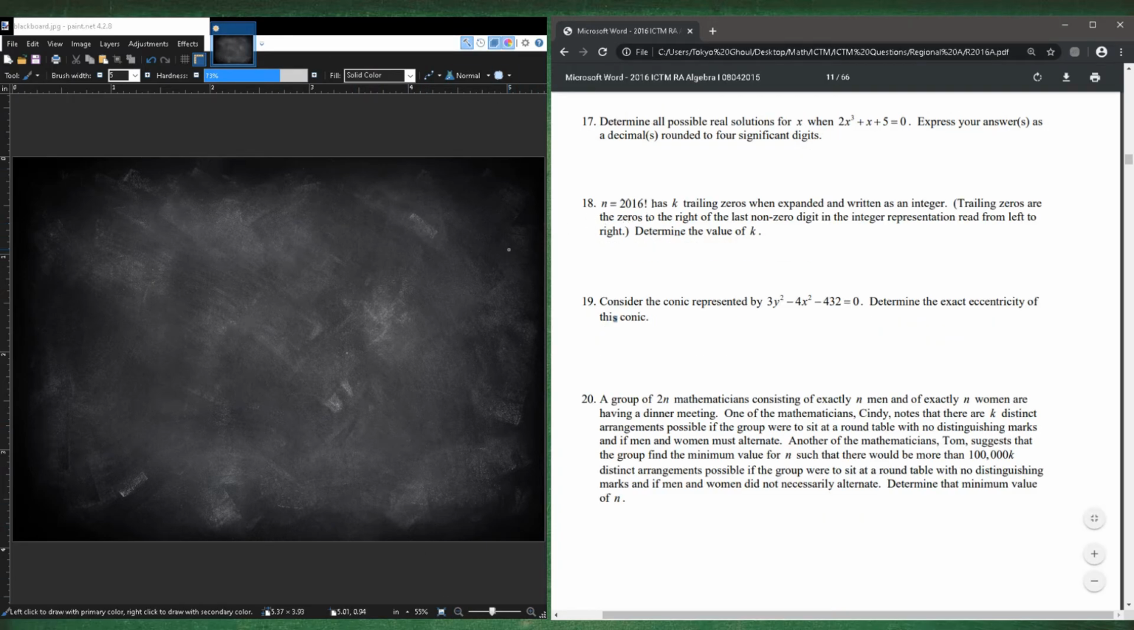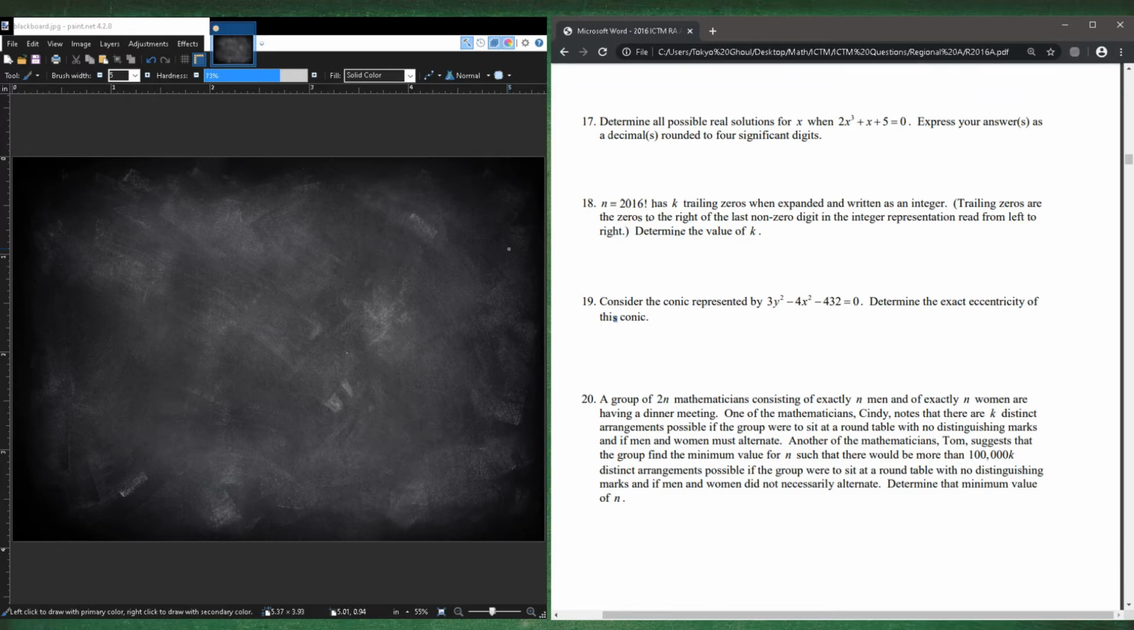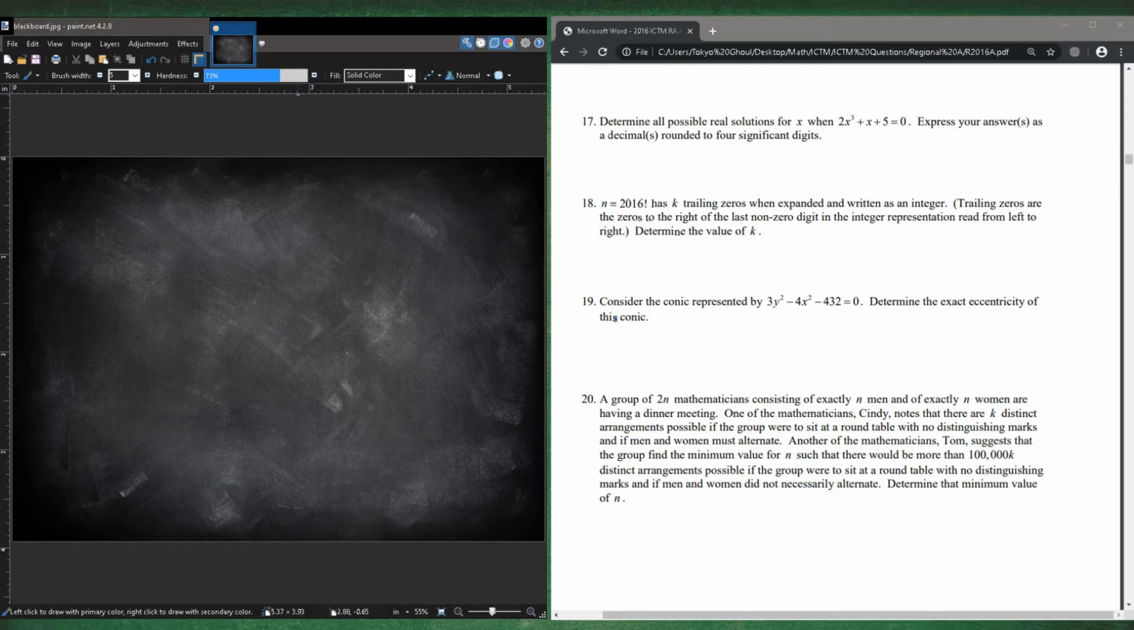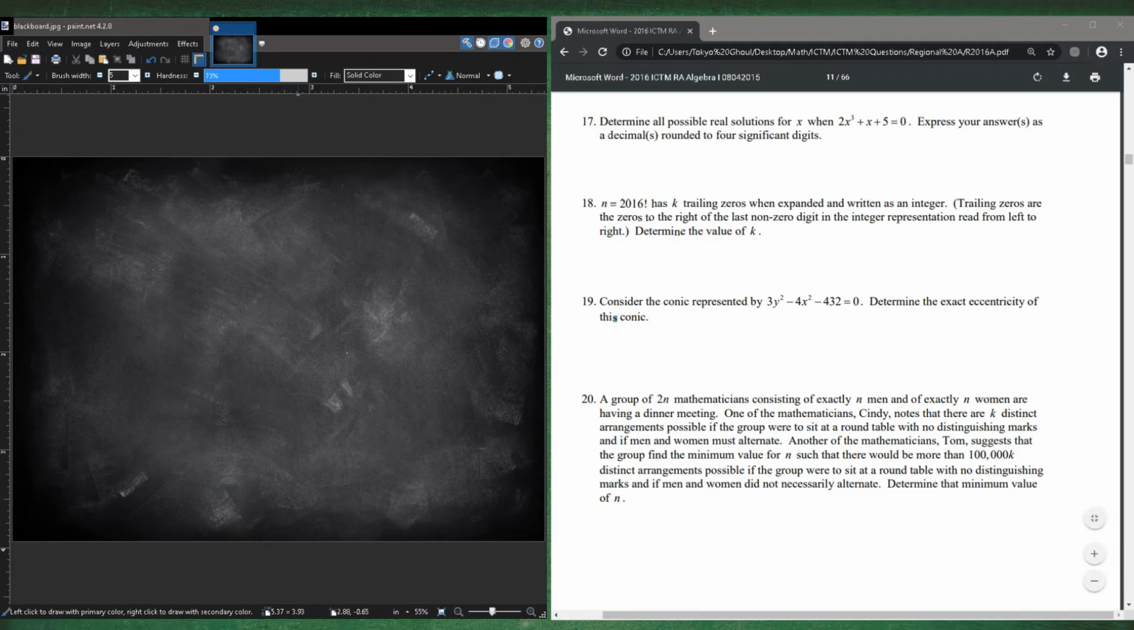Okay, number 19. Consider the conics represented by 3y squared minus 4x squared minus 432 is equal to 0. Determine the exact eccentricity of this conic. So to find the eccentricity of a hyperbola, how do I know it's a hyperbola? Because there's a minus here.